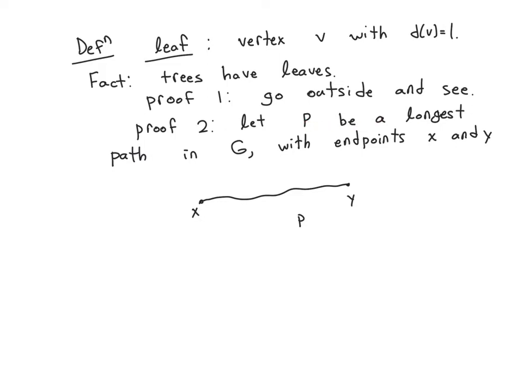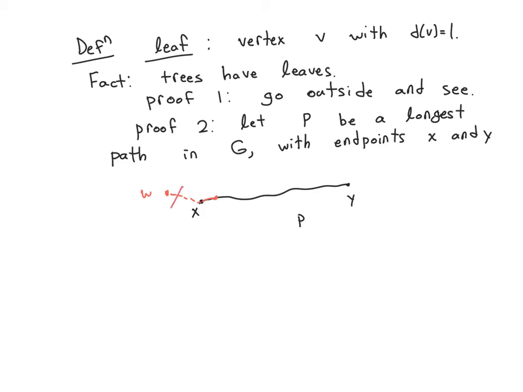You let P be a longest path in the graph G. So take the longest path that exists and let the two extreme endpoints be x and y. Now suppose that x and y have degree bigger than 1. Well, that means x must be adjacent to more than one vertex. If it were adjacent to a vertex w that was not on P, then you could have made the path longer by adding w to the path. But you picked the longest path possible, so that's not possible.